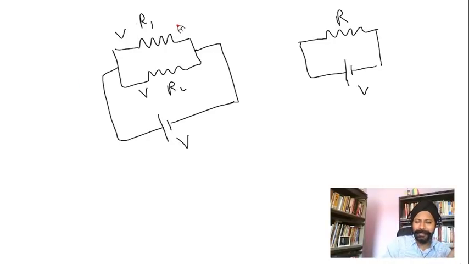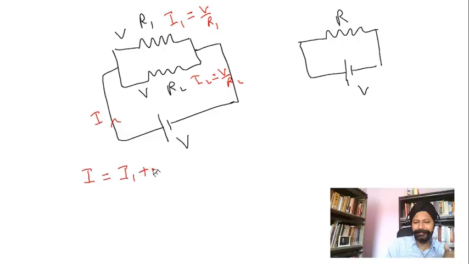Now, how much is the current here? Current here is, let's say, I1, but how much will I1 be? I1 is equal to V by R1. Similarly, I2 will be V by R2. I'm saying the total combination is I1 plus I2 of the current. So current is equal to I1 plus I2.